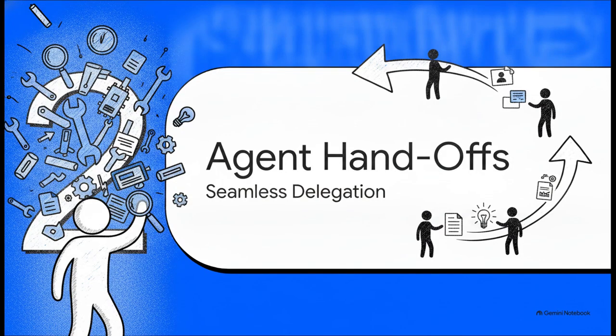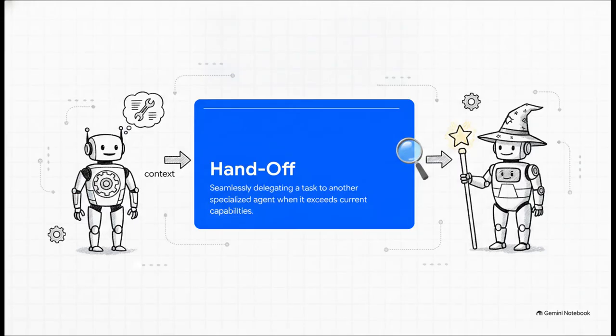Moving to Section 2, the power of handoffs, or seamless delegation. This solves a really huge problem of overloading a single agent. See, you can't just pack a single agent with 1,000 tools and expect it to perform well. The performance is inevitably going to degrade. And that's exactly why we need handoffs.